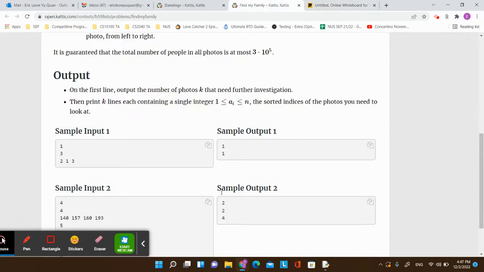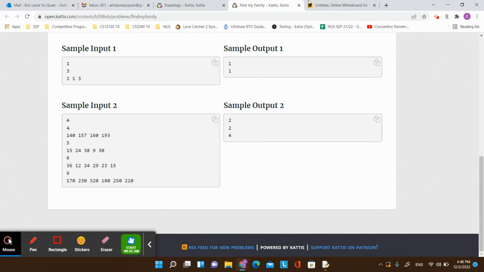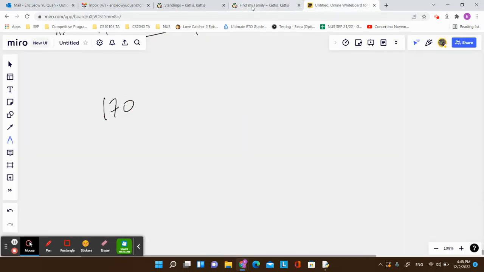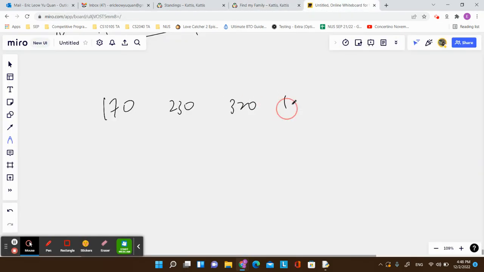Let's take a look at an example. The one given in the question, so let's take a look at a more challenging example. This example is pretty good. Let me write it out: 170, 230, 320, 180, 250, and 210. Firstly, let's figure out whether there's a 213 pattern just by looking at it. You will notice that there is one. 230 can be the 2, this can be the 1, and this can be the 3. So this is a 213 pattern.